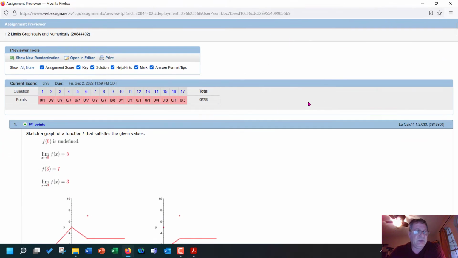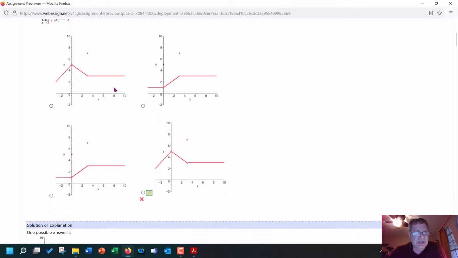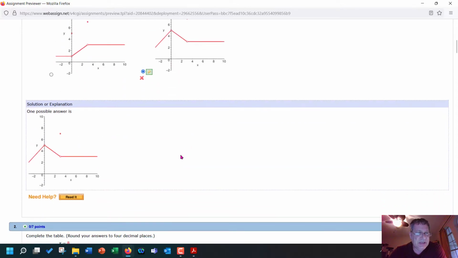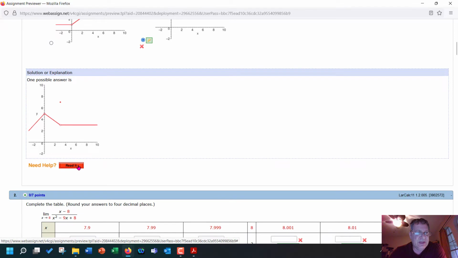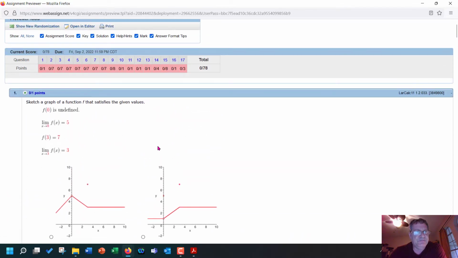So you'll have a full page. It will give you the problem. So the first problem is kind of a limit, sketch the graph of a limit, and it gives you some choices, and you choose your answer. And this one already shows the answer because it's my example. But you can do that. You also have a Read It if you need help. You can look at different things using that, and you'll be fine.